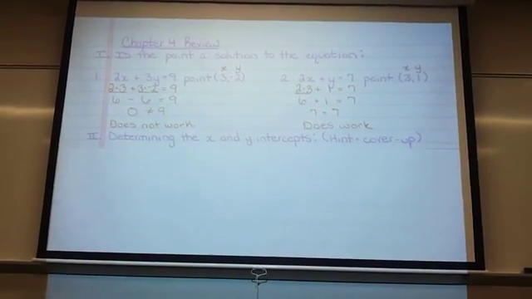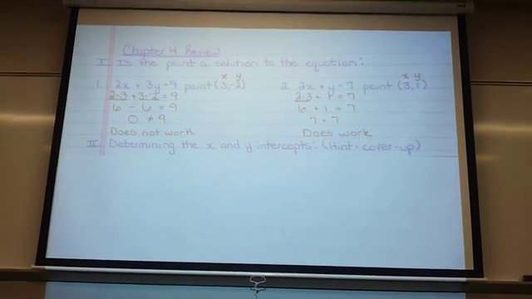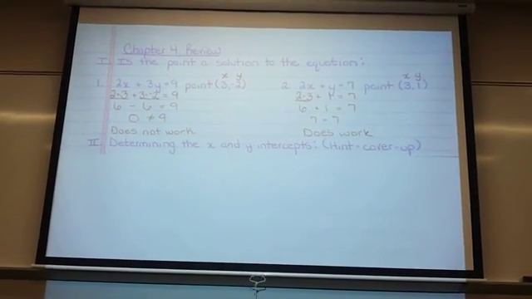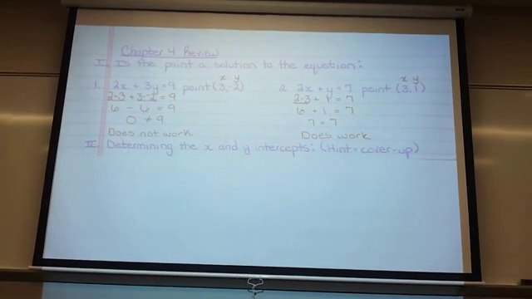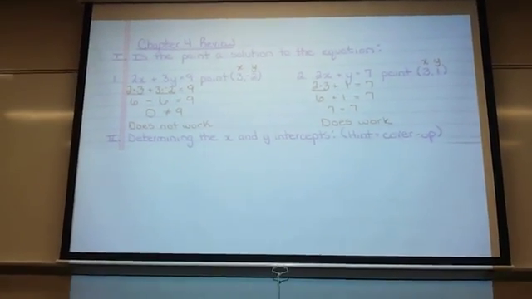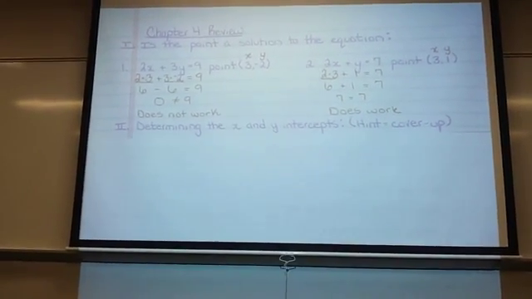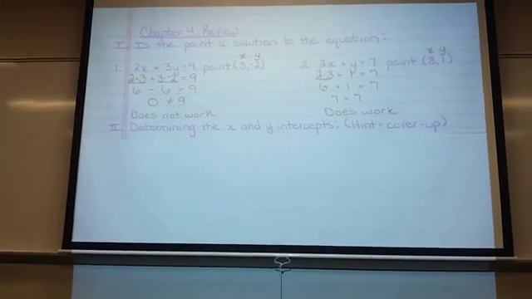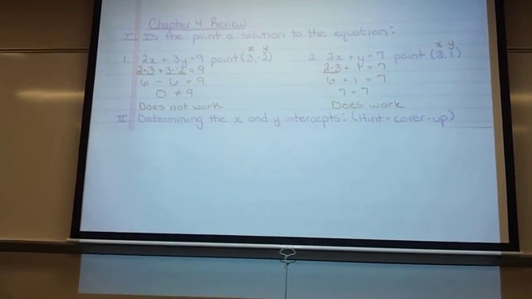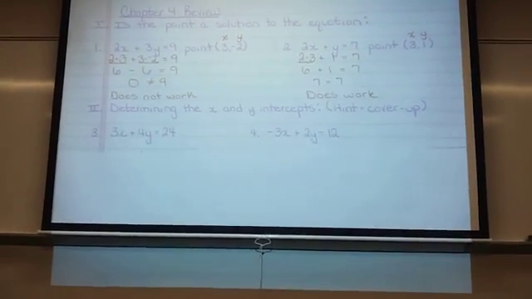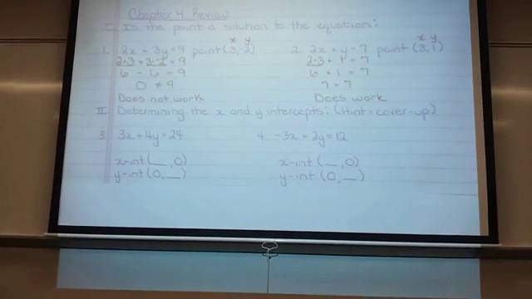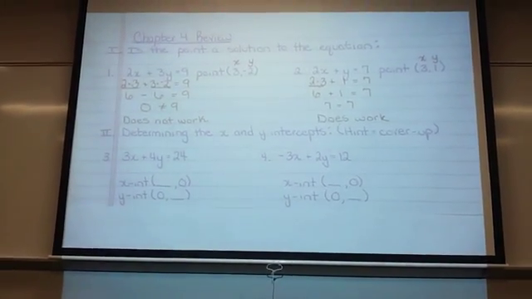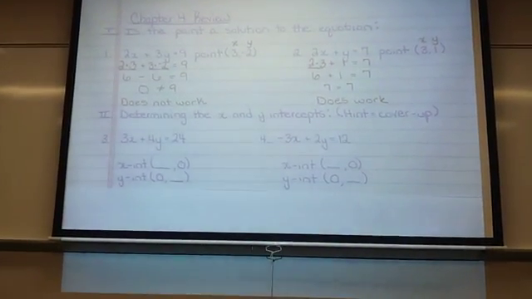Okay. Second set of directions. Determining the x and y intercepts. Now, I'm telling you the hint is cover-up method, but I'm not going to say that on the test. That part you've got to remember, that that's how you're going to find the x and y intercepts. So part 2 is determining the x and y intercepts. We have two problems here. Remember, you're just filling in your chart by doing the cover-up.